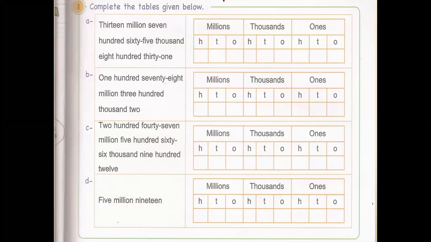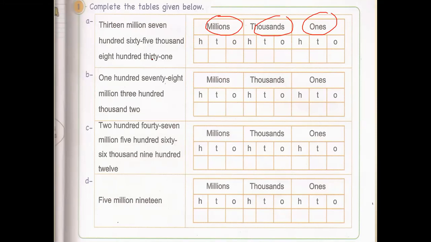13,765,831. So from now on, we know three families: ones, thousands, and million. Each family or each class is composed of three digits: ones, tens, hundred, ones, tens, hundred, ones, tens, hundred. Now I will fill this number here in this table. Before I fill it, first I will change the numbers here that are written in letters. I will write them in digits, and I will circle the two families, millions and thousands.